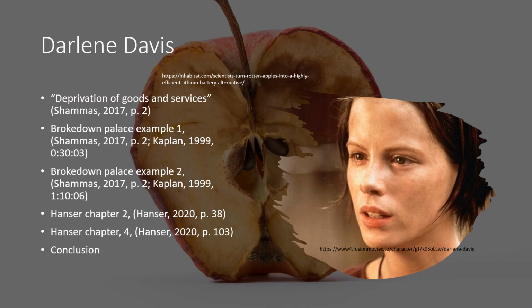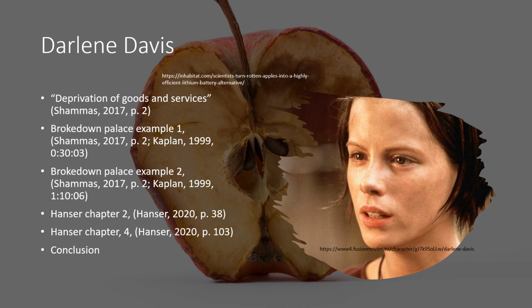The final character I will be looking at will be Darlene Davis from Brokedown Palace. The 2017 Shamas Pain of Imprisonment article. The pain of imprisonment that best applies to her will be deprivation of goods and services, found on Shamas 2017, page 2, which essentially describes what a deprivation of a good or service is: a good or service that cannot be found in prison, versus if you were outside prison.